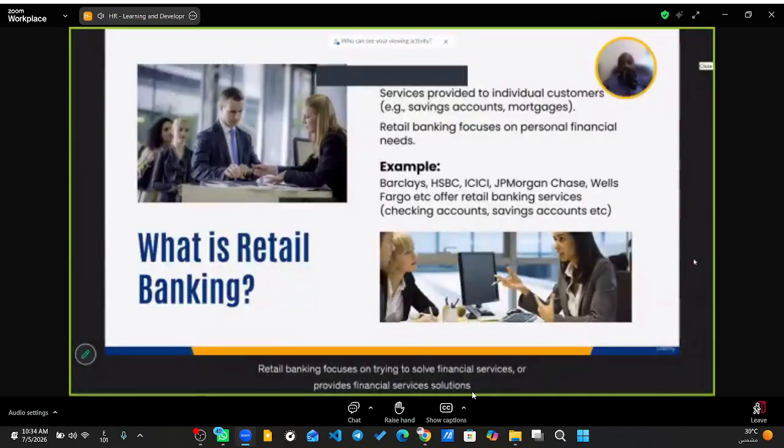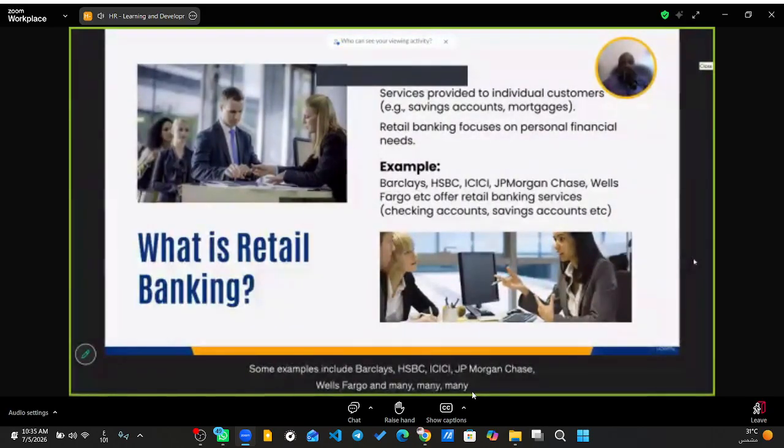Retail banking focuses on providing financial services solutions that relate to the personal needs of individuals, their families, or their children, like paying school fees, paying electricity bills, or telephone bills and things of that nature. It relates to helping individuals access financial services. And there are so many examples all over the place.